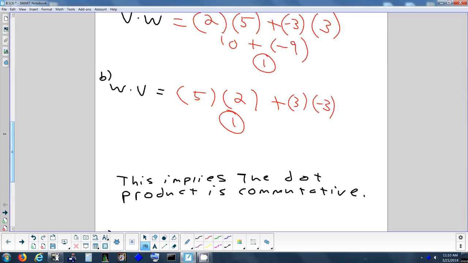So switching the order when you do a dot product doesn't make a difference. Is there ever a case where it does make a difference? No. The dot product is always commutative. The cross product isn't. So when we do the cross product, it's probably the first time you've ever seen that when you do multiplication, if you switch the order, you get a different answer. We'll talk more about that tomorrow.